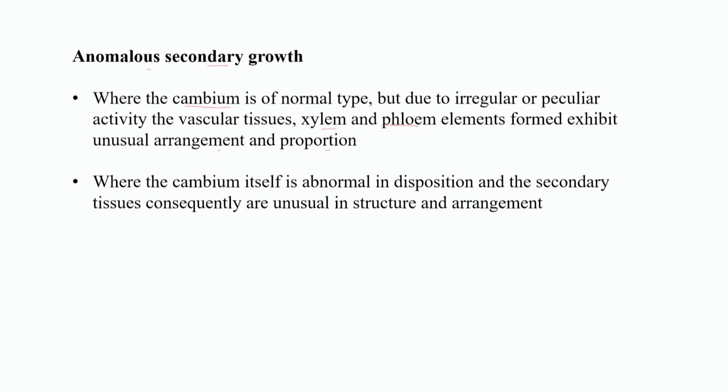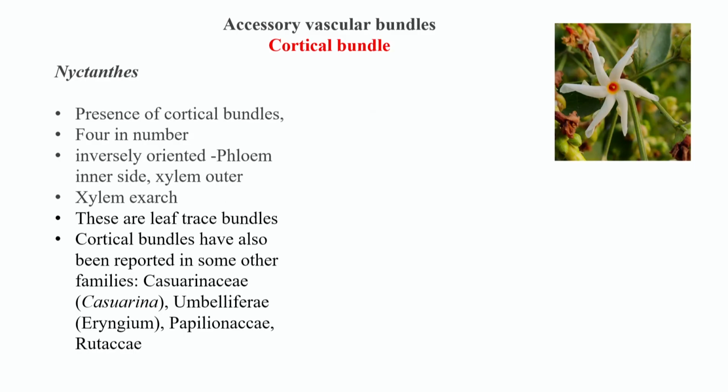in which it should actually occur. Or sometimes the normal cambium is not active and there arises an abnormal cambium, meaning a cambium which might arise at some other location, and it may also give rise to different proportions of secondary tissues, and different orientation of these secondary tissues.